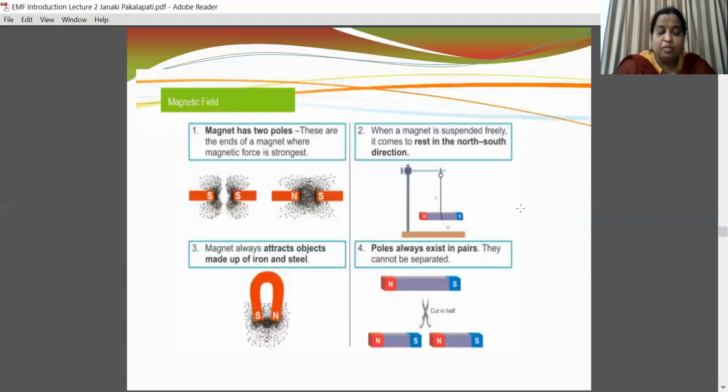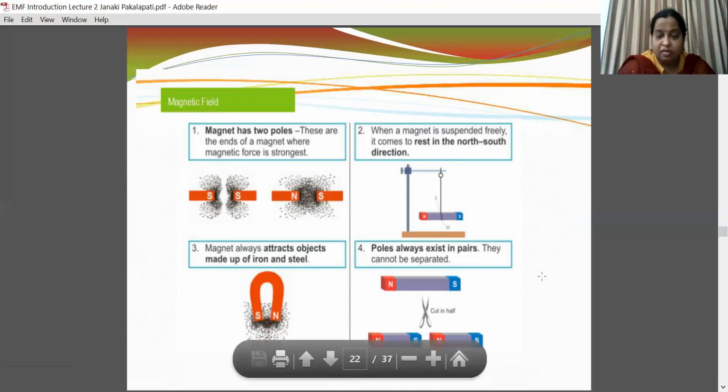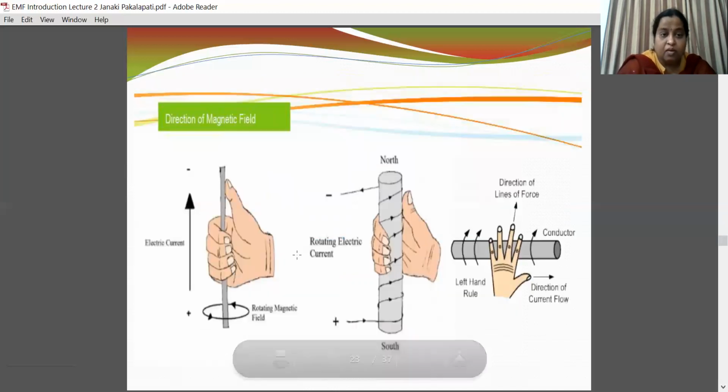And again, this is one more picture representing how the two poles exist. If two south poles are there, how the magnetic fields are repelling, and if two unlike poles are there, how they are attracting. It is similar to the earlier picture. So now I told you the direction of the magnetic field. How do we get the direction of the magnetic field?